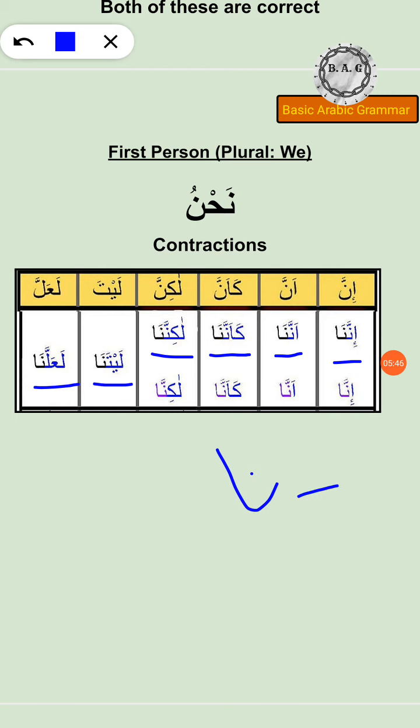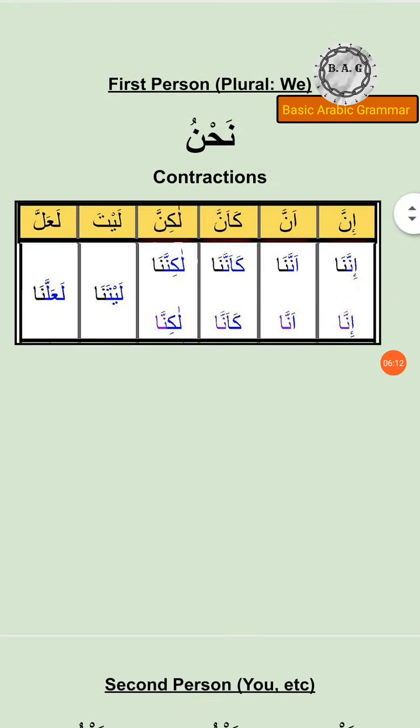Next we have the contractions. Innana becomes inna. Annana becomes anna. Ka'annana becomes ka'anna. Lakinnana becomes lakinna. Then of course we don't need any contractions for laitana and la'allana. Why? Because there is no subsequent repetition of this letter noon. So we are done with nahnu as well.